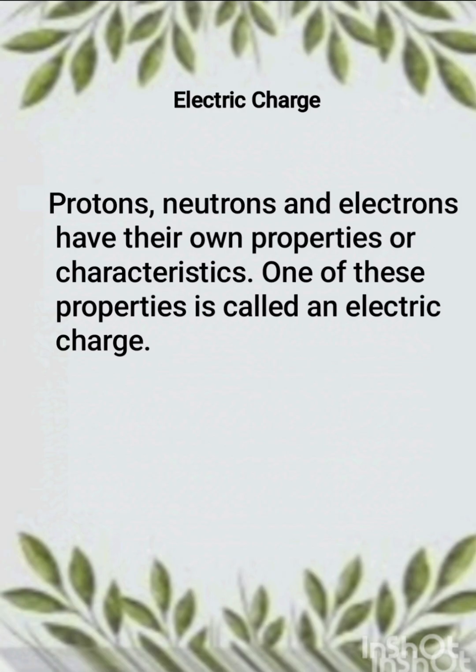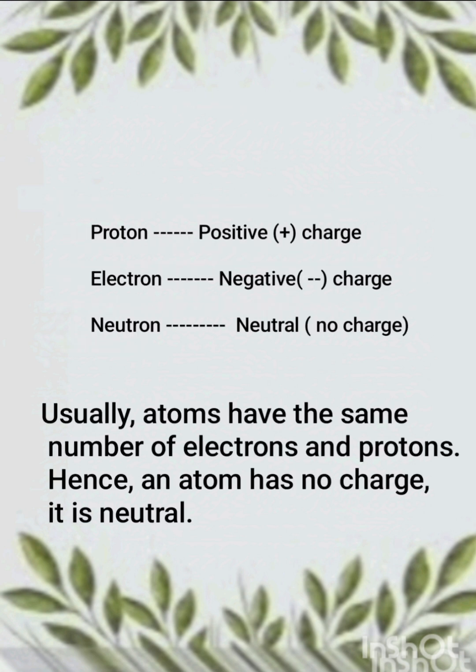Let's learn about electric charge. Students, protons, neutrons, and electrons have their own properties or characteristics. One of these properties is called an electric charge. Protons have what we call a positive charge. Electrons have a negative charge and neutrons have no charge. They are neutral. Usually, atoms have the same number of electrons and protons. Hence, an atom has no charge.